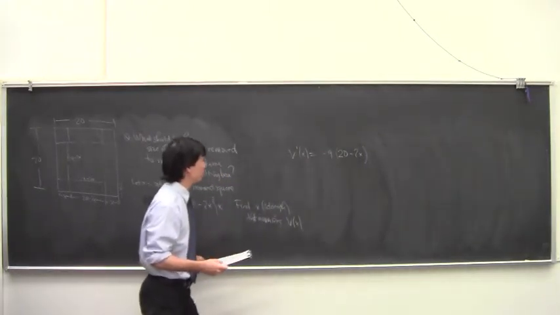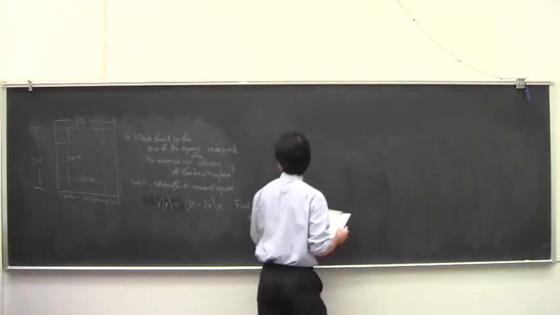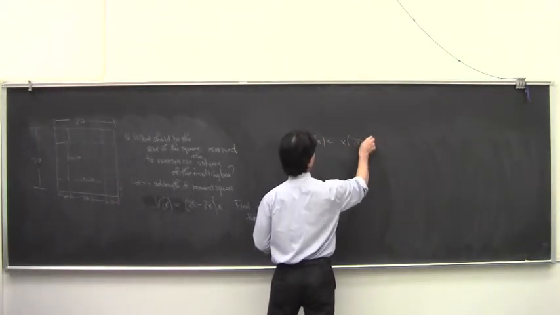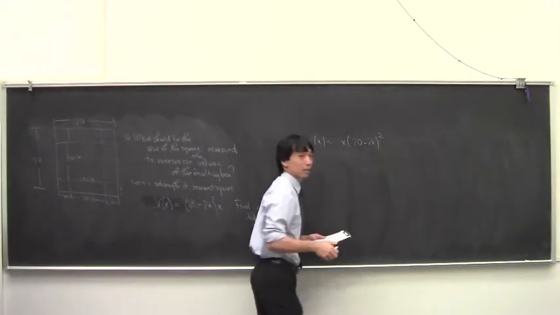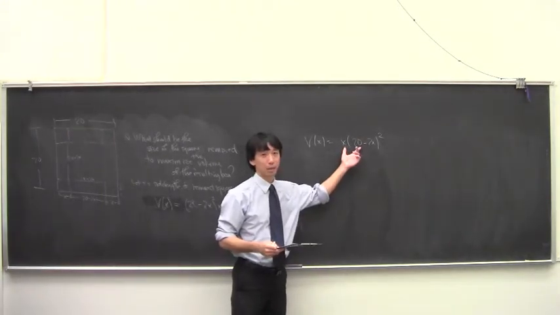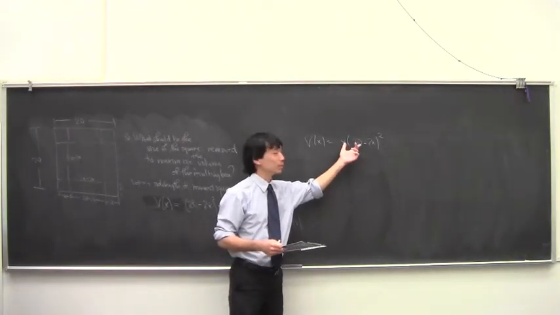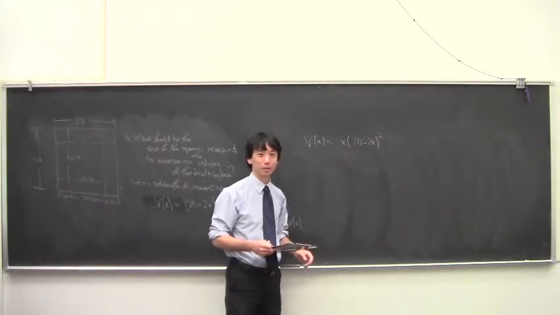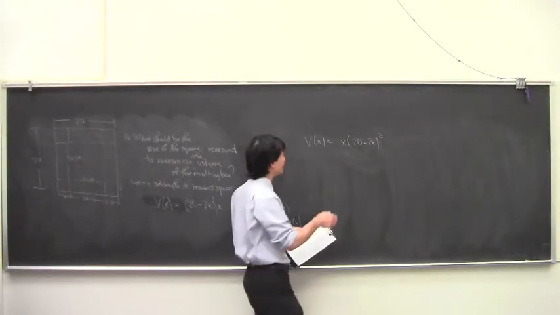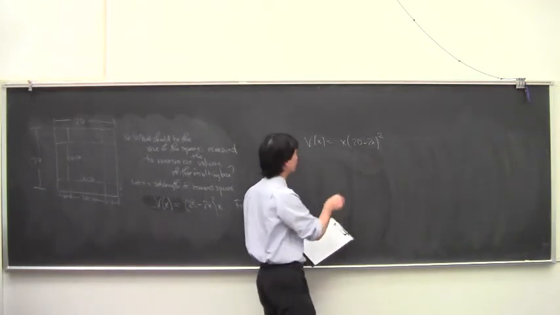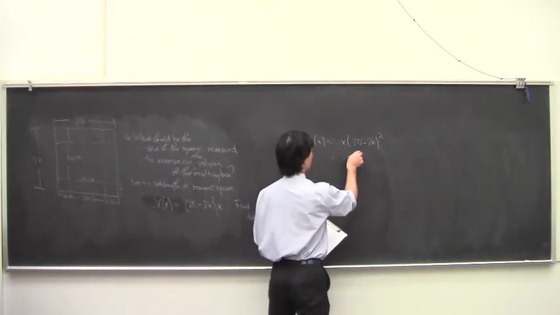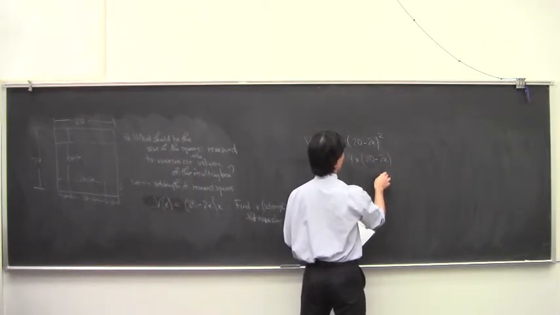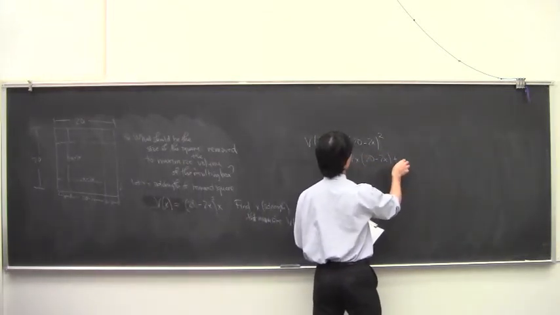Don't forget, be careful, right? V of x is x times 20 minus 2x squared. So you need to use the product rule, say. Or you could multiply it out and just differentiate. Yeah, Asha. Can I tell you the answer? Yeah, okay, go ahead. Negative 4x times 20 minus 2x plus 20 minus 2x.